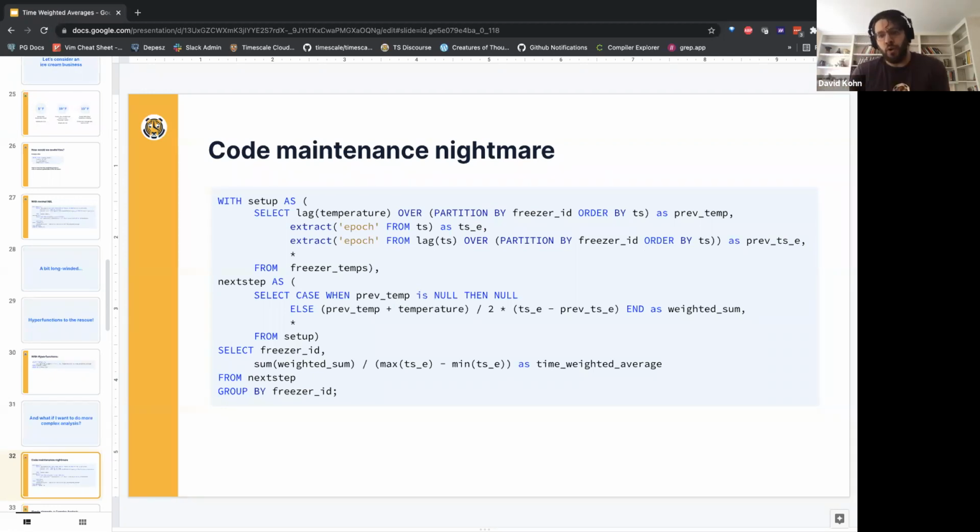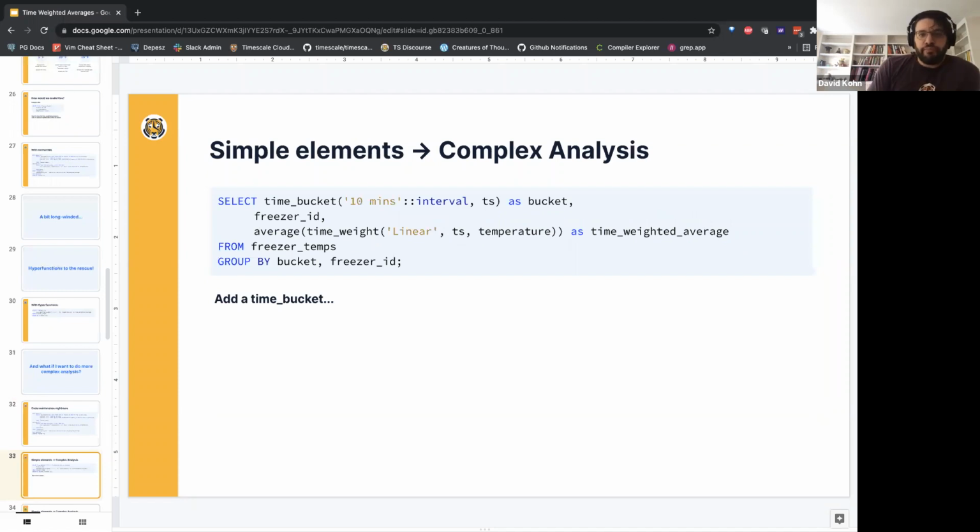So it makes it much more composable. So if I wanted to do a time bucket here, I just simply add a time bucket. Easy. And it's something that is very obvious to the user that that's how it's going to work.